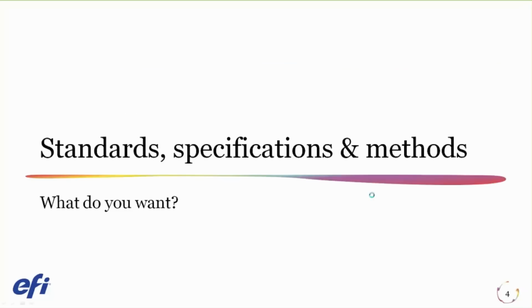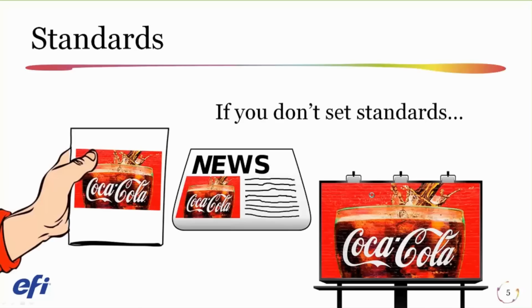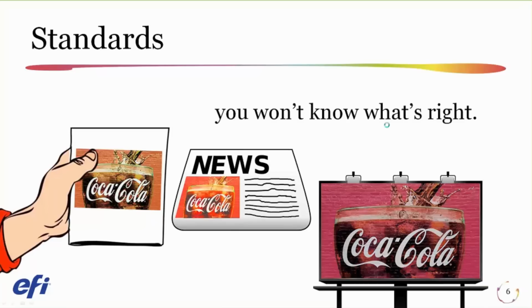So let's start with standards, specifications, and methods. What do you want? What are you trying to get? Well, if you don't set standards, you don't know what's right. You send printing out to one company for one type of product, maybe the brochure. You send it to another company for the wide format printing, for the billboard, for the display graphics at the trade show. And without standards or specifications, there's a good chance that the work is not going to match.